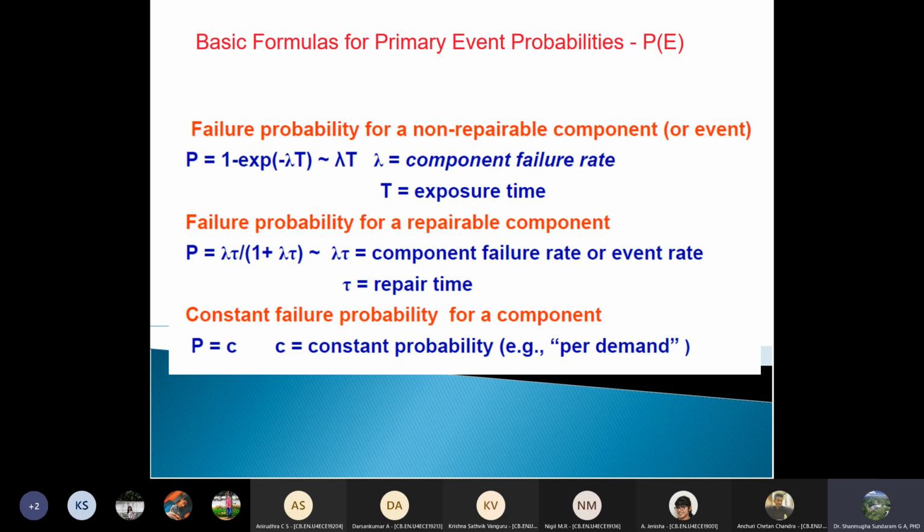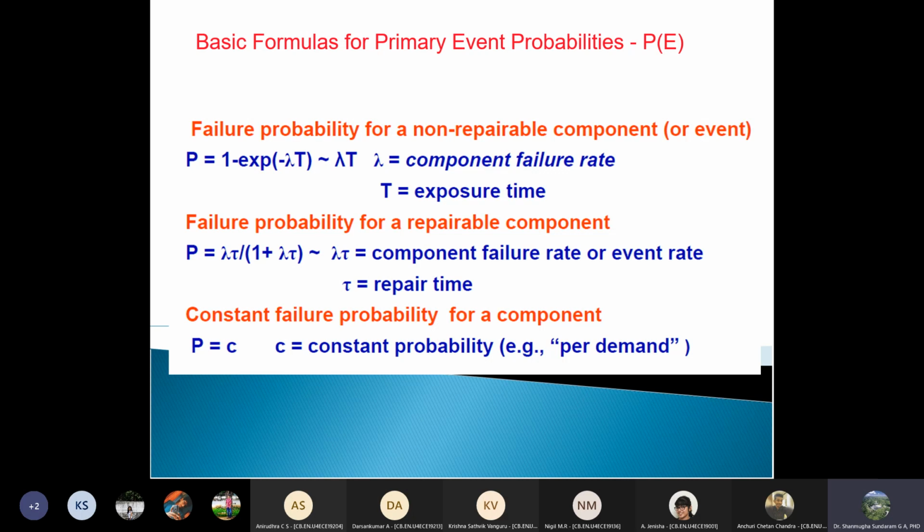The first one is the evident case for failure associated with a component that cannot be undone. Okay, or an event which cannot be revisited, because if it has indeed happened, there is no chance to adapt a corrective procedure for that. Okay, so in such a case, the probability of failure is given as an exponential term, which is 1 minus e to the minus lambda t.